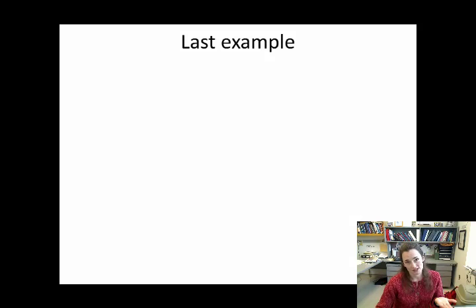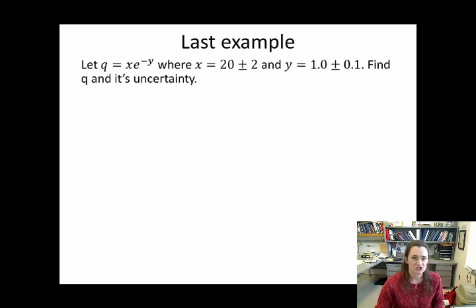Okay, so let's do an example problem with this multivariable error propagation. So let's just say Q is equal to x e to the minus y. And x is a measured quantity, 20 plus or minus 2, and y is also a measured quantity, 1 plus or minus 0.1. So we're going to find Q and its associated uncertainty.